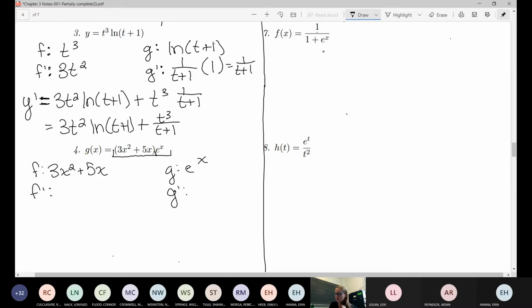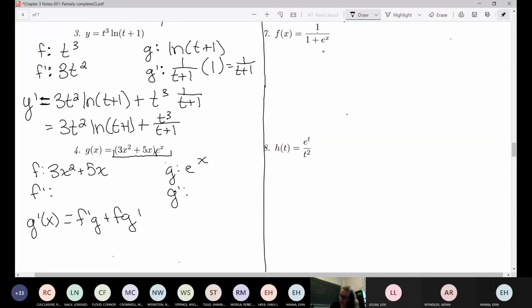So remember, essentially the derivative in general here is going to be our f prime g plus f g prime. So we need all those pieces. If I have that f is 3x squared plus 5x, then our f prime would be 6x plus 5. And if g is e to the x, then g prime is also e to the x.